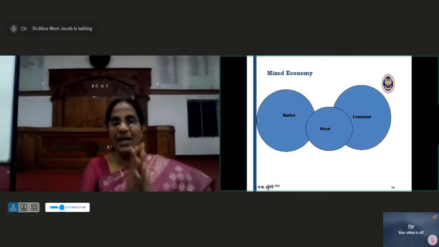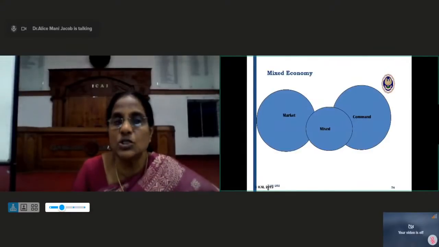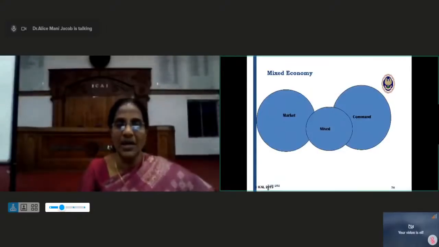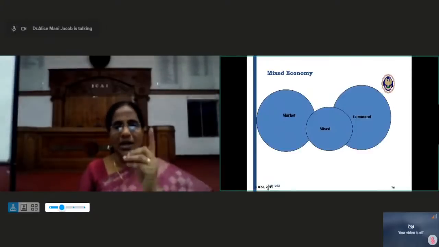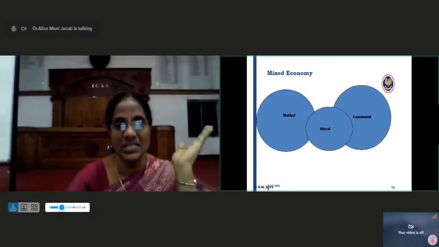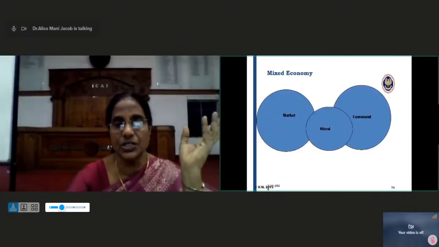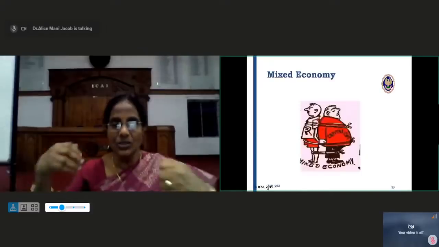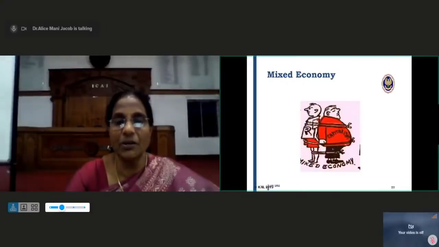That takes us to a solution to the problem. That is, we have a third one called mixed economy. Science students, please note, mixed economy has the plus points of the market economy and the plus points of the command economy; minus points are not there. Only the plus points of both. Now look at India. We have a mixed economic system. That is, market economy and command economy features coexist together. This is a mixed economy, a funny diagram. That is, capitalism and socialism are tied together. Then it becomes a mixed economy.